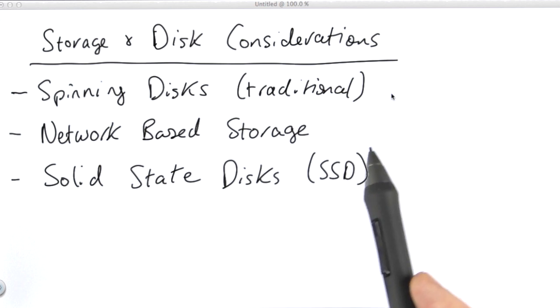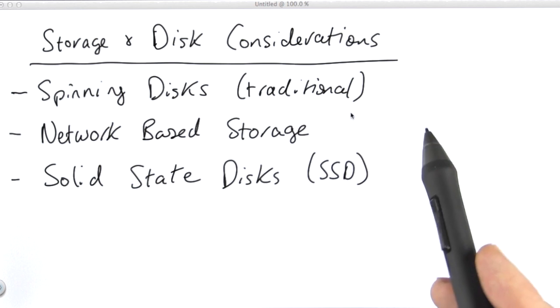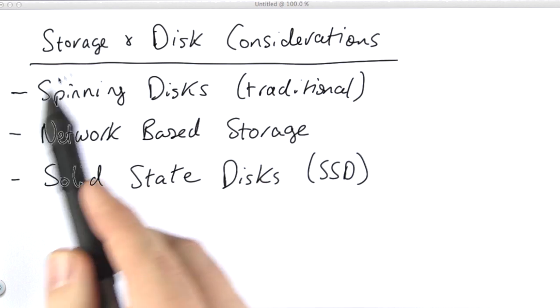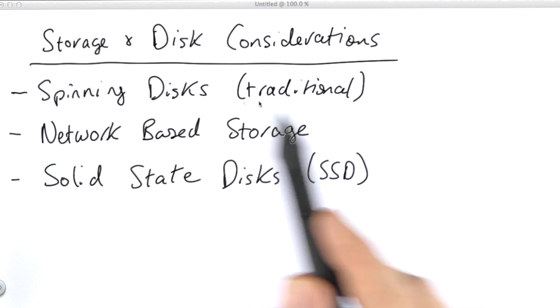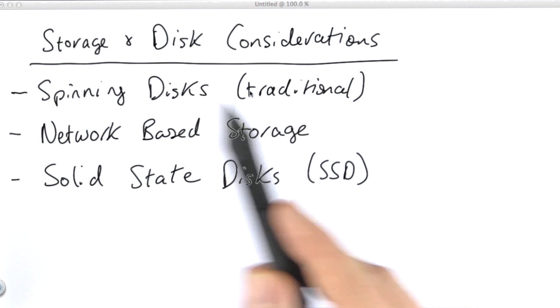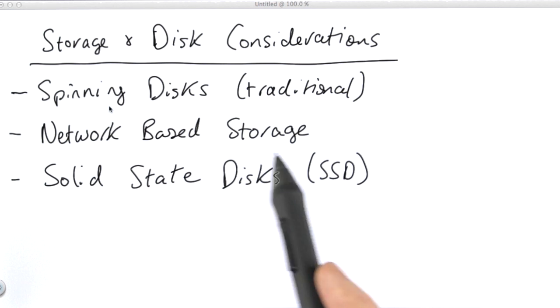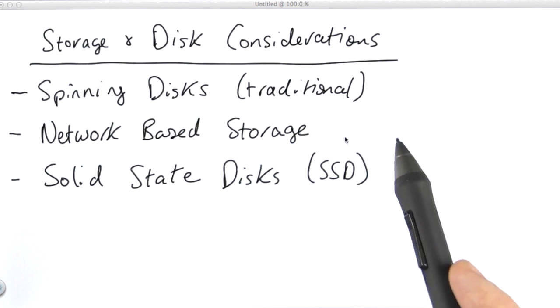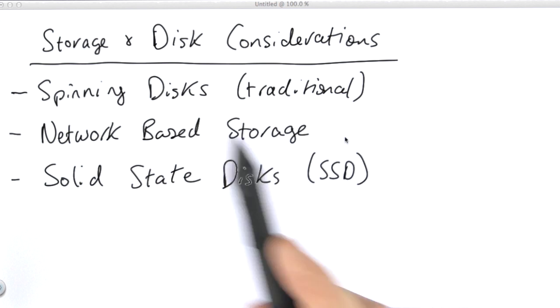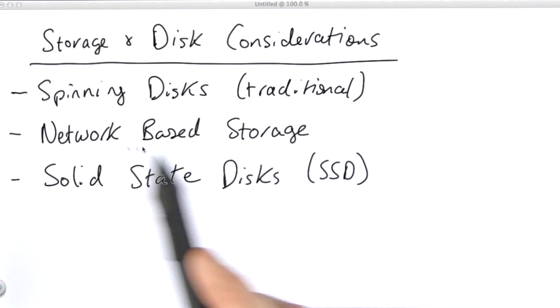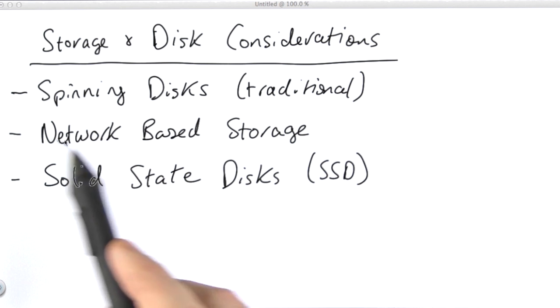There's the traditional spinning disks, which are your standard hard disks, been around a long time. These tend to take the form of, say, the ephemeral disks in Amazon, or actual physical hard disks in an actual host. You've got network-based storage, be that a SAN, be that NFS, be that some other sort of network-based solution, EBS in the case of Amazon Web Services. The EBS storage layer is network-based storage.